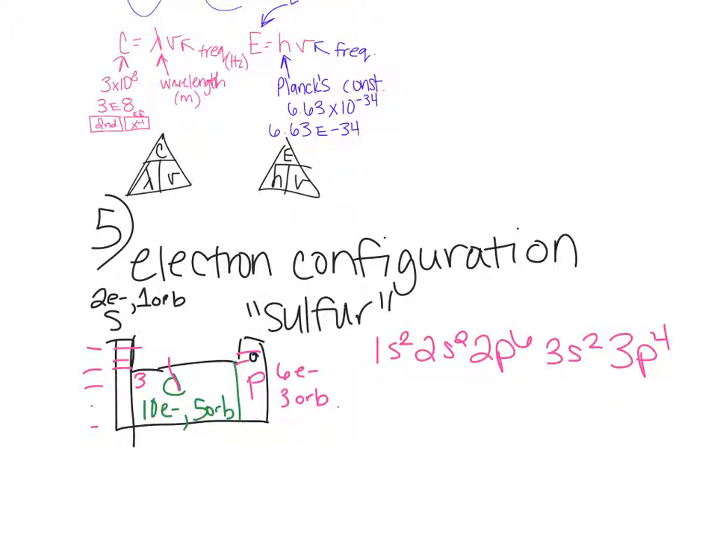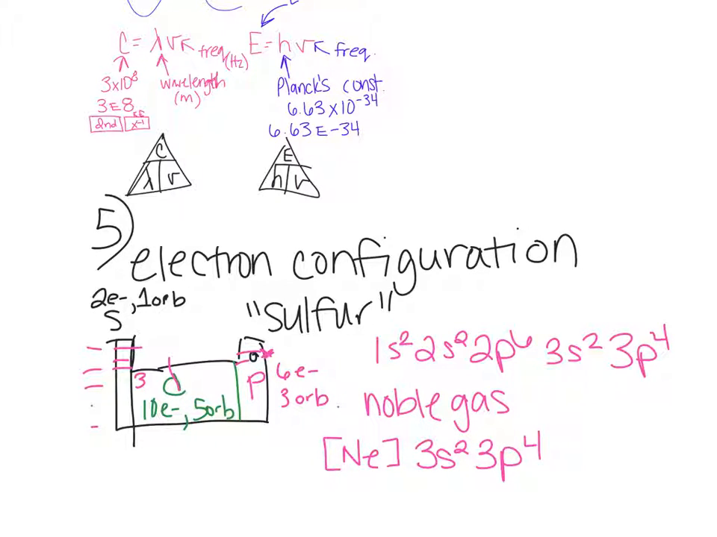Okay, so this is the electron configuration. Your noble gas notation, you're going to go up a row over to your noble gas. So the noble gas that is up a row from sulfur is neon. So I would put neon in the brackets. Okay. And then I would continue on from there. 3s2, 3p4. And that's it.